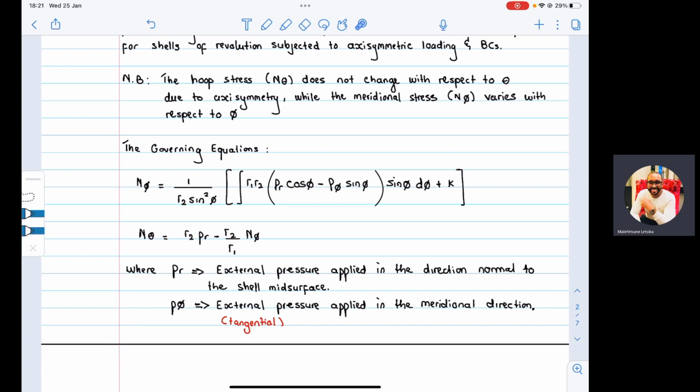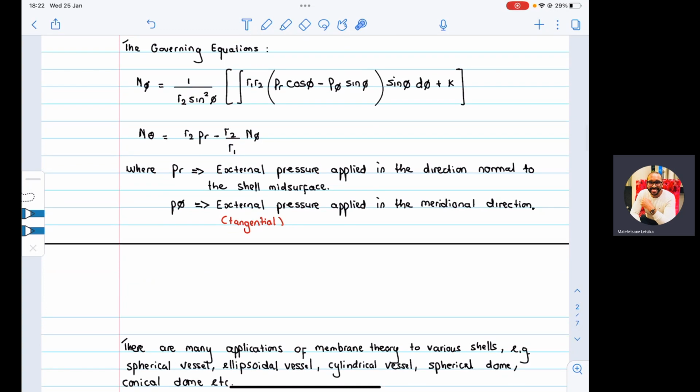Okay. And of course, I did denote PR, that's your external pressure applied in the direction normal to the mid-surface. So PR is normal to the shell mid-surface, and then P phi is tangential to the meridian, meaning it's in the meridional direction. That's what I meant to say. P phi is in the meridional direction.